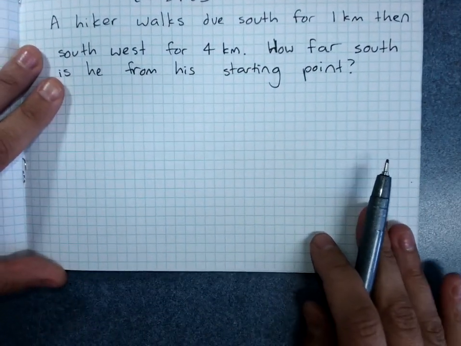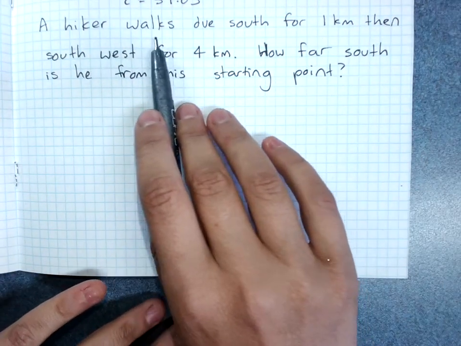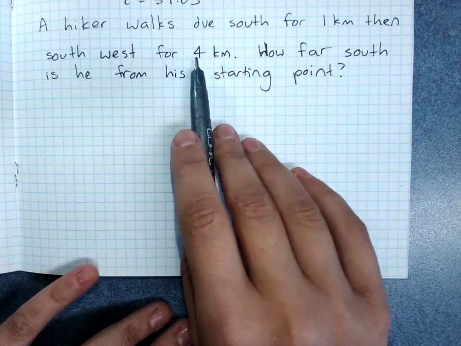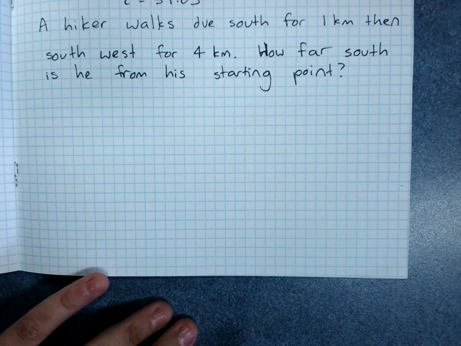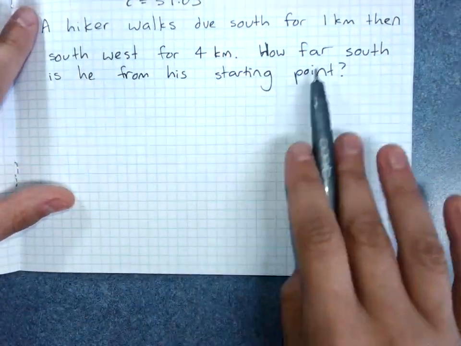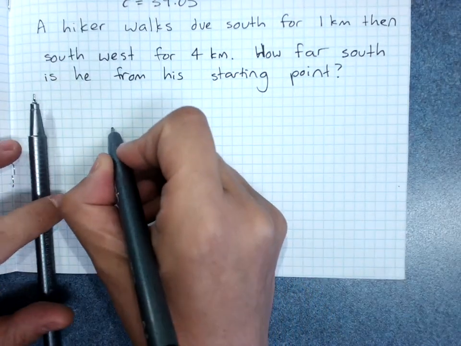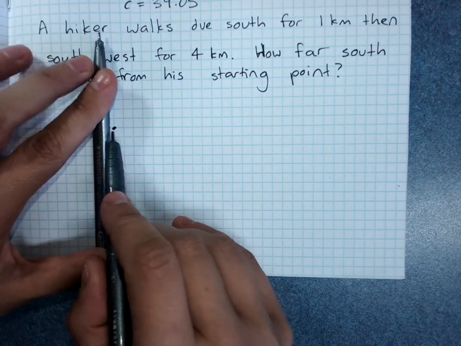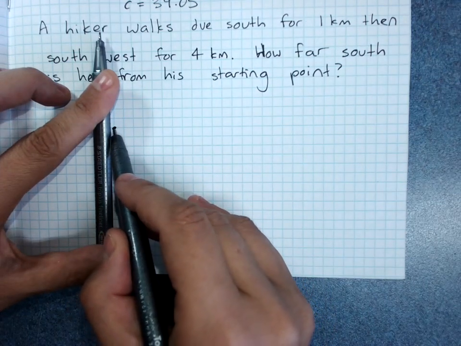For this one, you'll find these questions a lot, both in Pythagoras and trigonometry. A hiker walks due south for 1 kilometer, then southwest for 4 kilometers. How far south is he from his starting point? What I want to do on this is just show you how you draw your diagram rather than go through and solve it. If you think of your hiker starting, and because actually I think I set one up that you can't solve with Pythagoras, that you need trigonometry, so that's my bad.